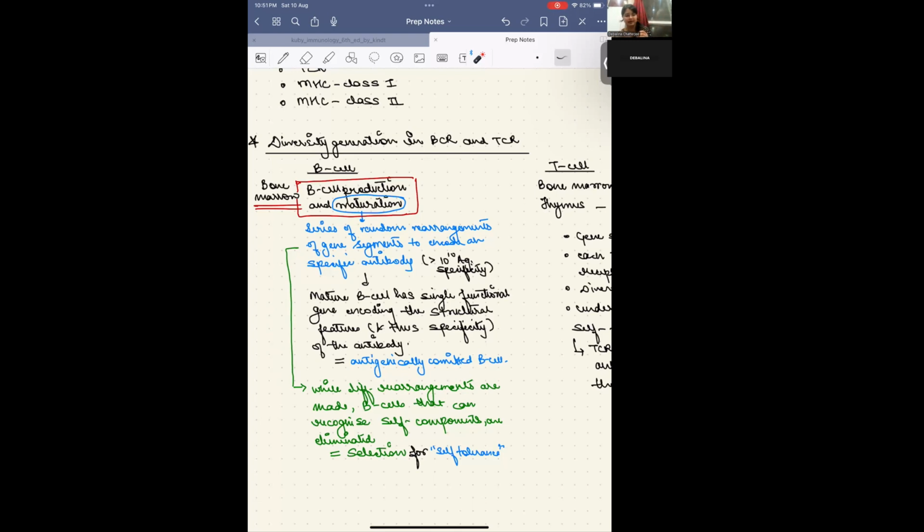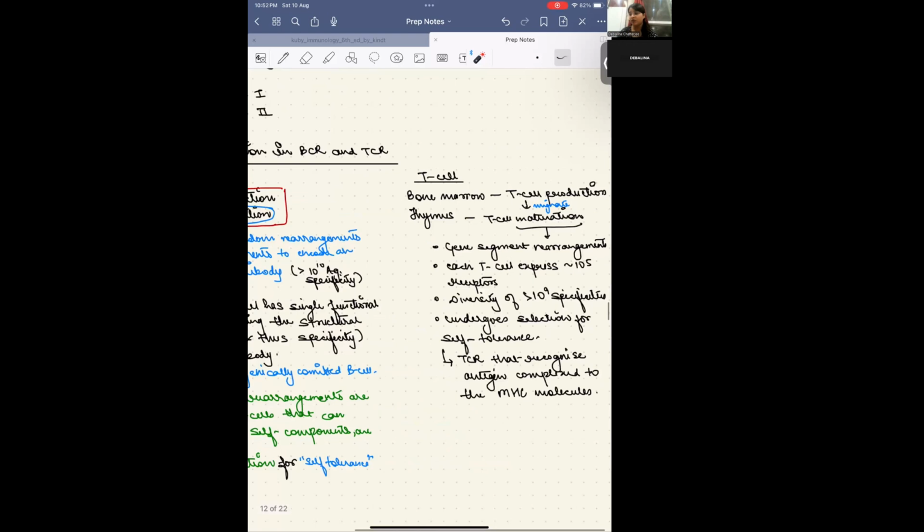Every B cell is purposefully brought into contact with every antigen which is resident in your body, and any of the B cells that react to these particular antigens are eliminated by the body. So only the antigenically committed B cells that are not recognizing anything inside your body are selected to further surveil the immune system. And this is how self tolerance is achieved. The overall process is known as selection for self tolerance, right?